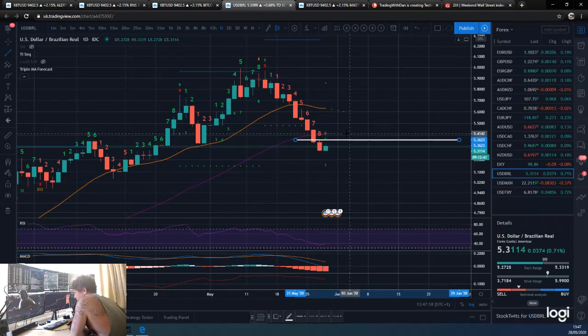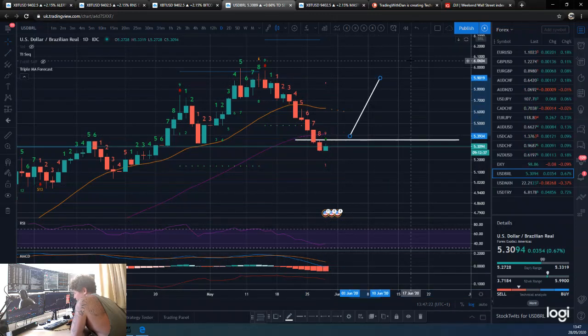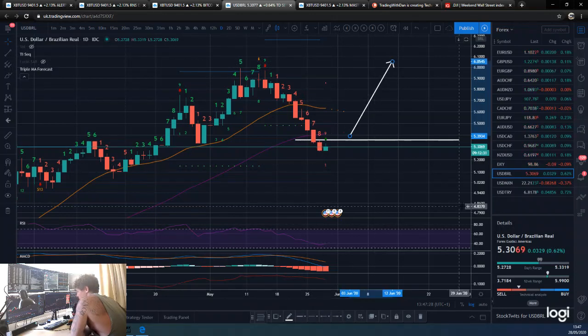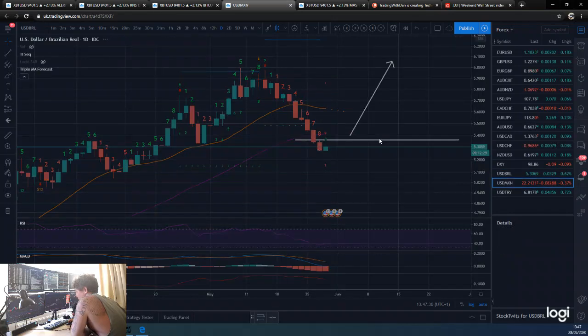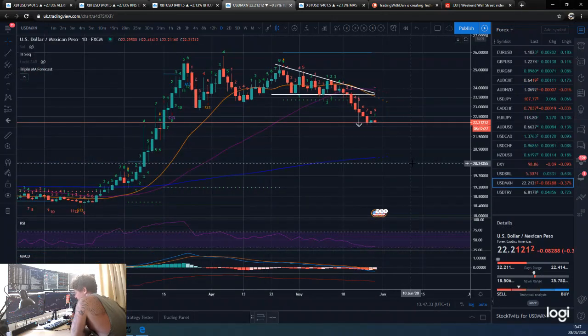Basically, above here. There's no real target here. I mean, the sky's the limit for this. It's been moved up a lot fast. So if we do break up, that's what we're looking at. US dollar, Mexican peso. Yeah, this is a fantastic trade.